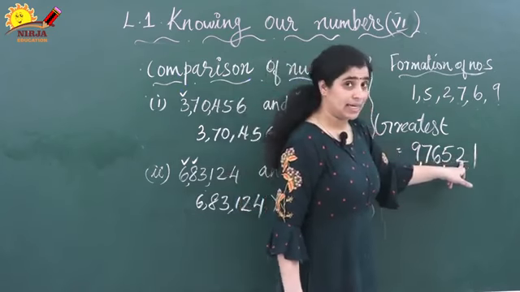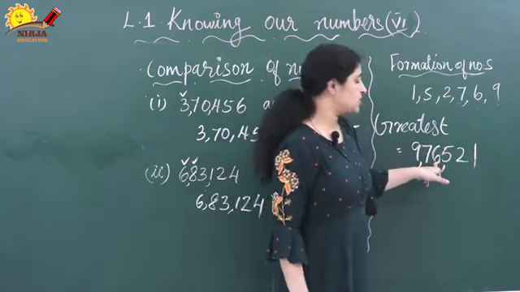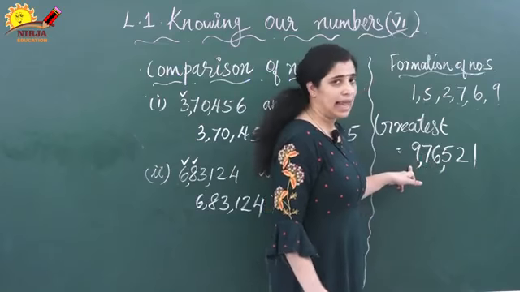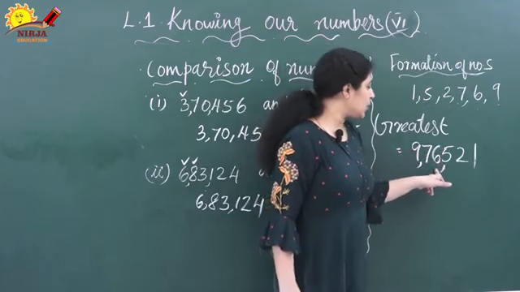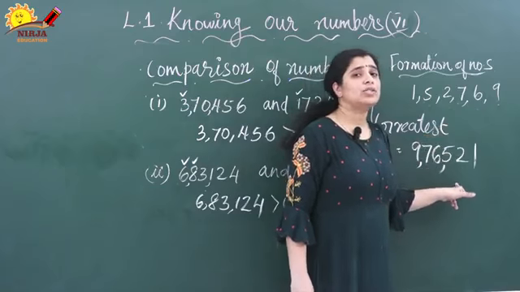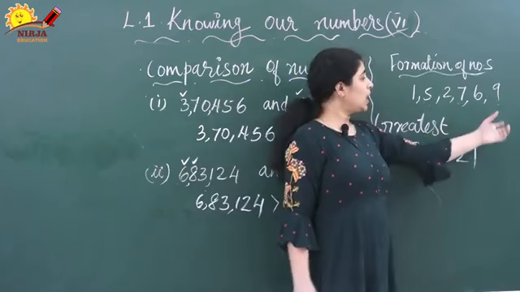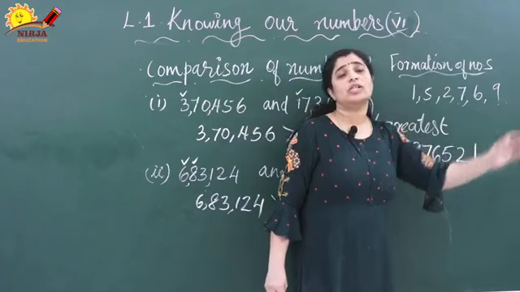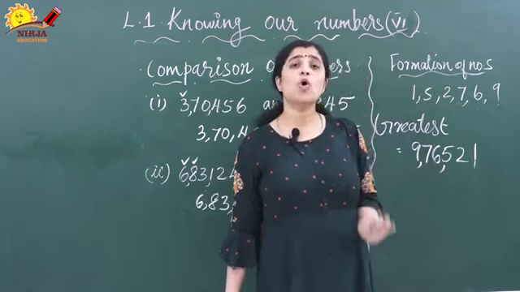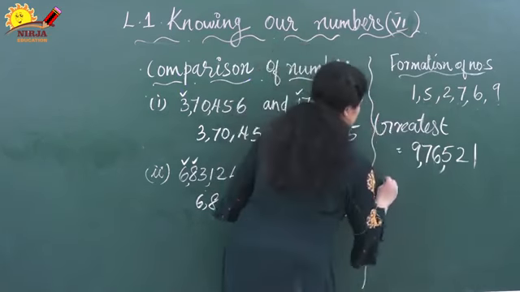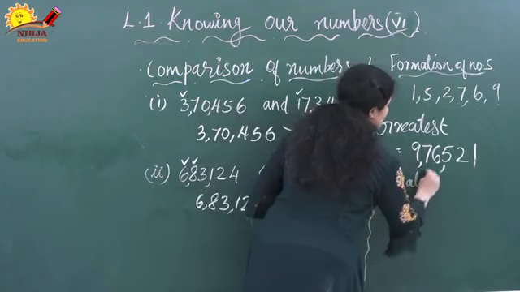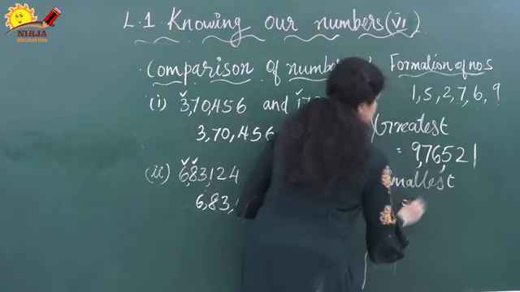1, 10, 100, 1000, 10,000 and lakh. So 9,76,521. Now using the same digits, we have to form the smallest 6-digit number. You have to form the smallest 6-digit number.